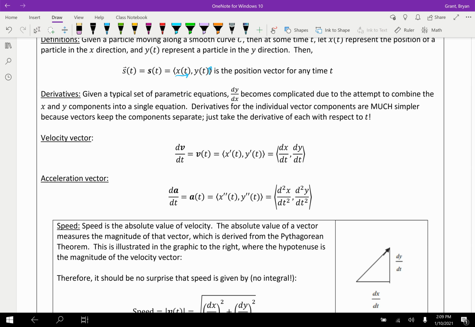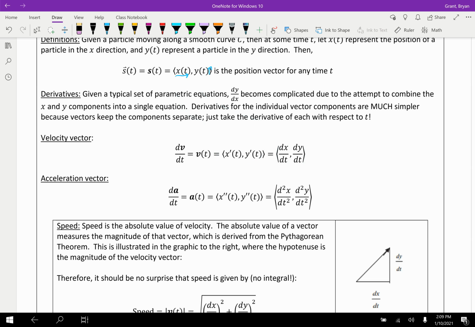So if I wanted to find dv dt, and you're going to see it with respect to t here as opposed to dy dx, then it just means take the derivative of each individual piece. So take the derivative of the x component with respect to t, take the derivative of the y component with respect to t, and leave them right next to each other. The acceleration vector, same idea, just find the second derivative. So way more straightforward, nothing too terrible.